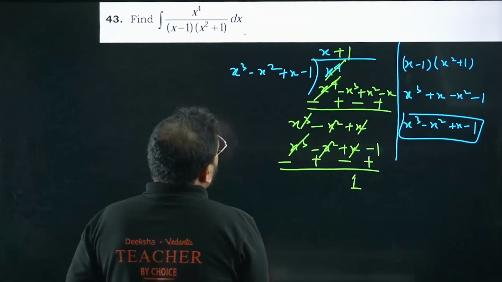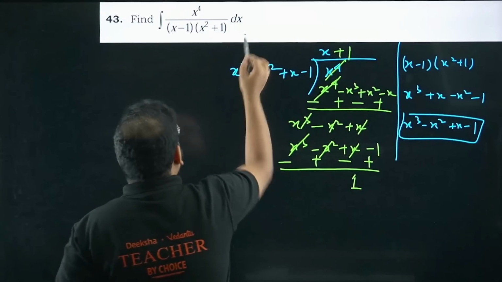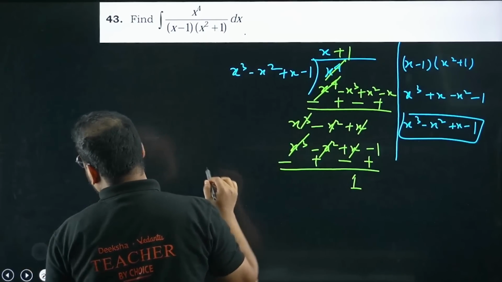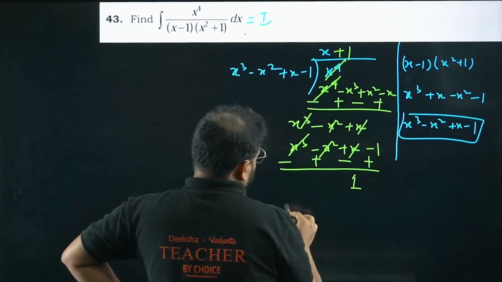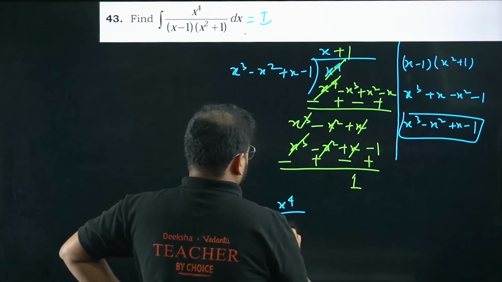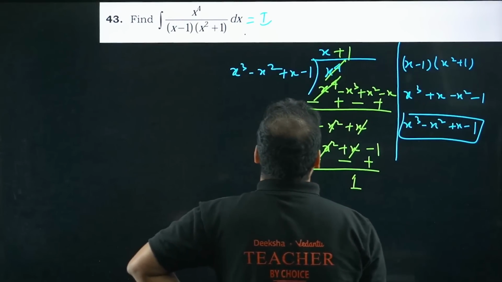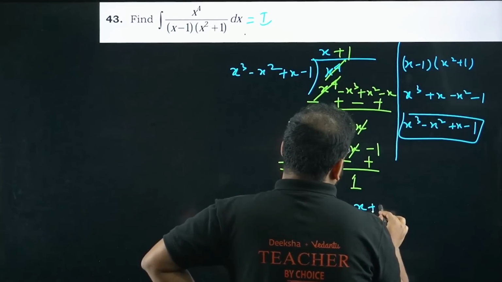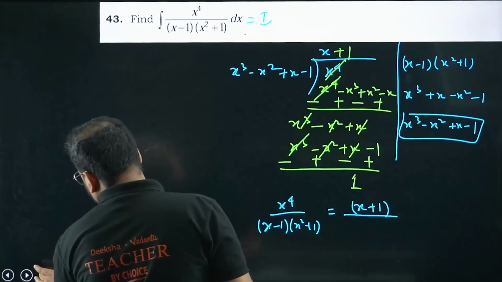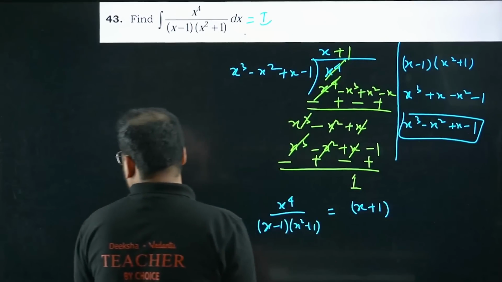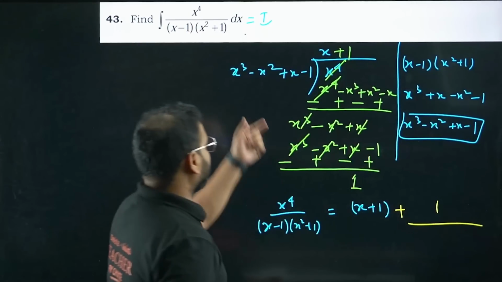I can write this as this fraction. Let's call this integration I. How do you write this? You can write this as x power 4 upon (x minus 1) times (x square plus 1) equals, what do you have? You have x plus 1 divided by the same thing, of course. That is gone, not required anymore. We have already taken the divisor. That is the quotient. So x plus 1 as it is, and plus sign will come, of course, 1 upon this part now.